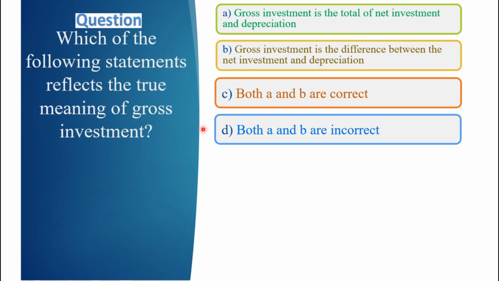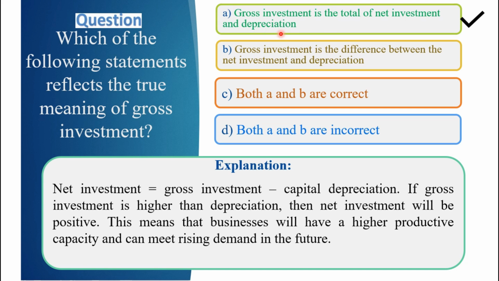And the correct answer for this question is gross investment is the total of net investment and depreciation. Net investment is equal to gross investment minus capital depreciation. If gross investment is higher than depreciation, then net investment will be positive. This means that business will have a higher productive capacity and can meet rising demand in the future.